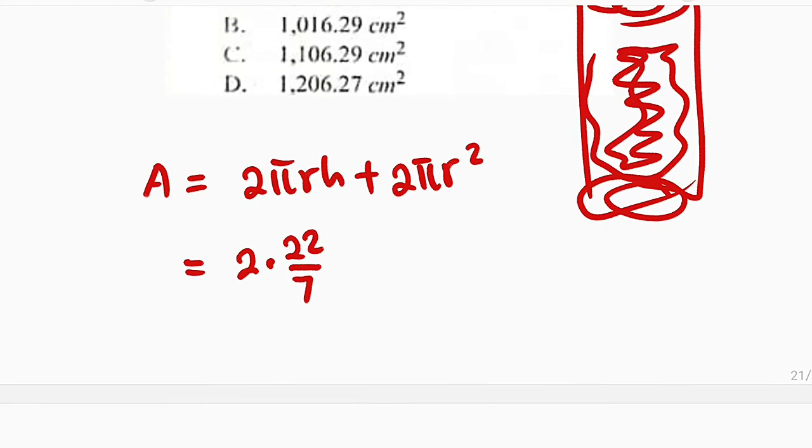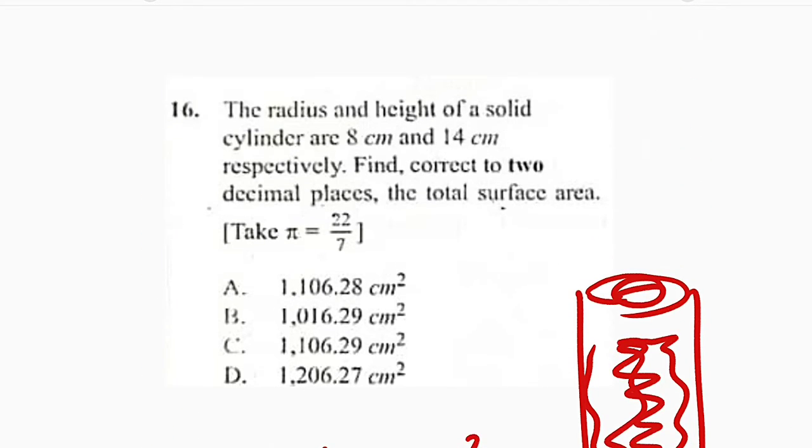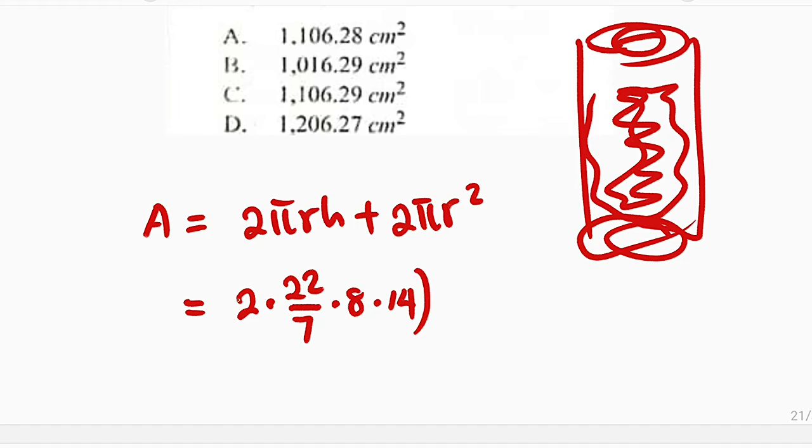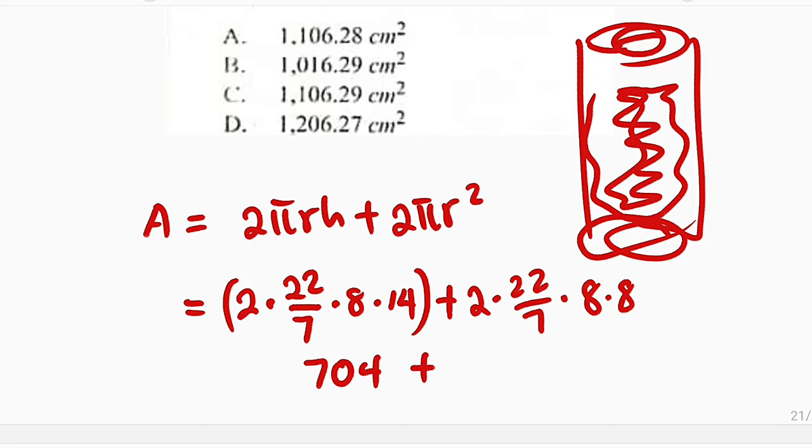And we have radius as 8 multiplied by 8, then multiplied by h, which is 14. Then the whole of this, we should add to 2 multiplied by 22 divided by 7 multiplied by radius, which is 8 times 8, because 8 squared is 8 times 8. So let us simplify. 2 times 22 times 8 times 14 divided by 7, I have 704 here, plus the other side, I have 2 times 22 times 8 times 8.